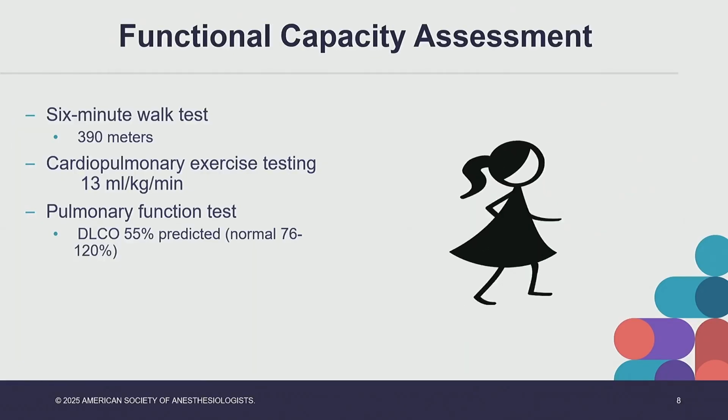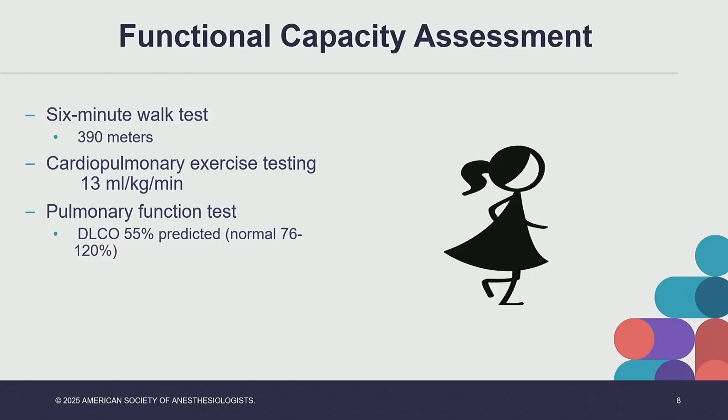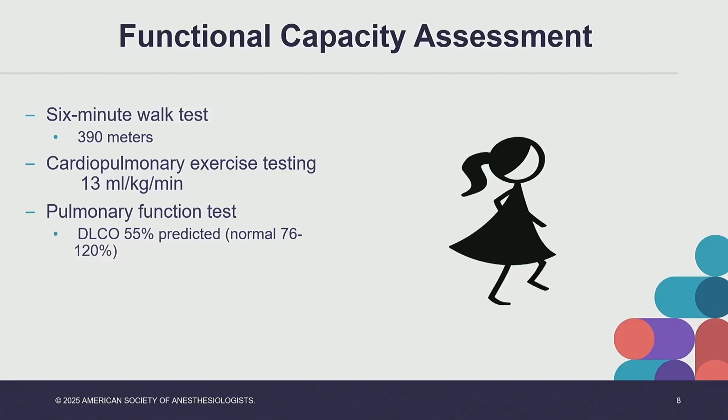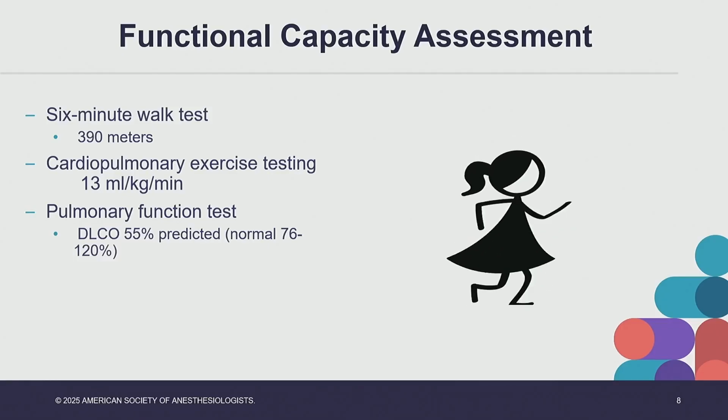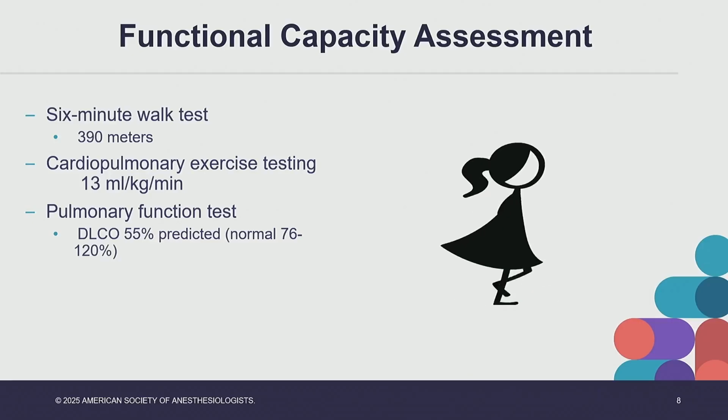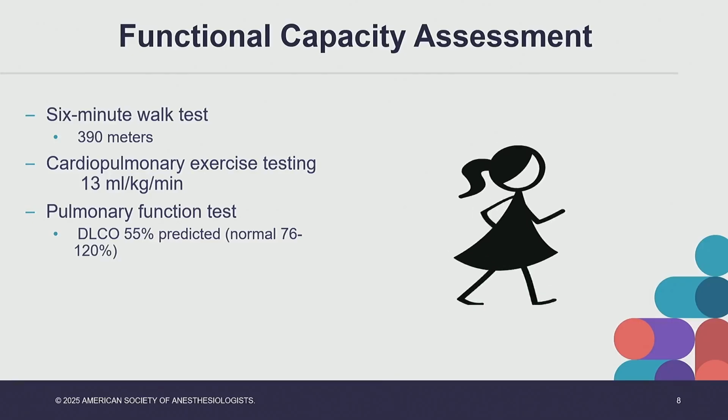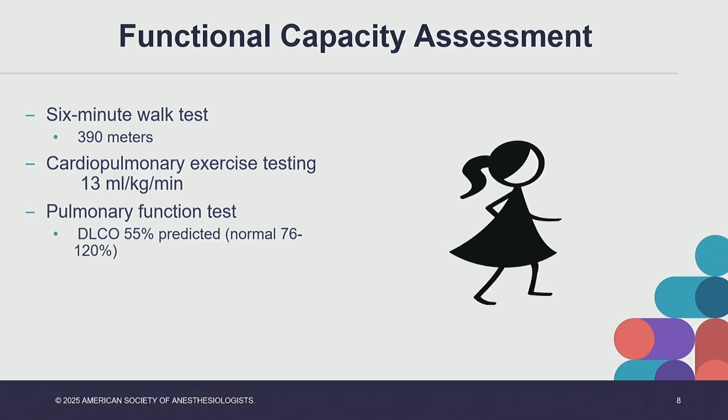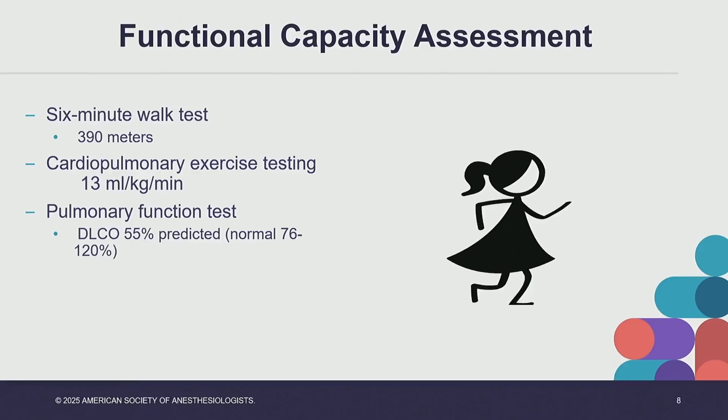Next, she undergoes functional assessment. She's able to walk only 390 meters for a 6-minute walk test. Her peak oxygen consumption with CPET test is only 13 milliliters per kilogram per minute, and she has a reduced DLCO, or diffusion capacity for carbon monoxide, of only 55%.